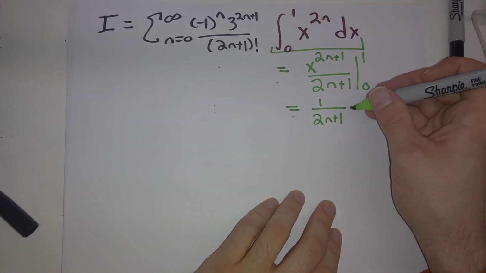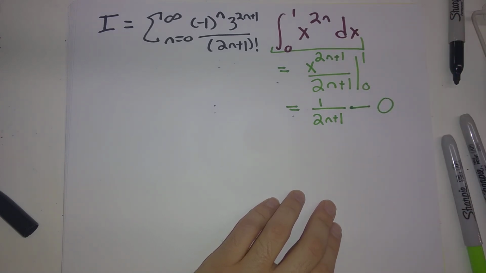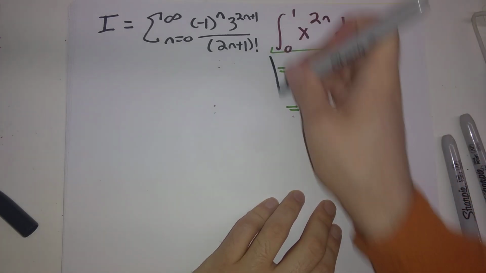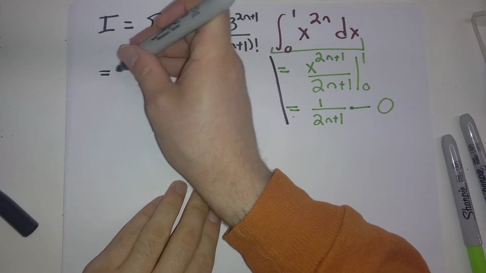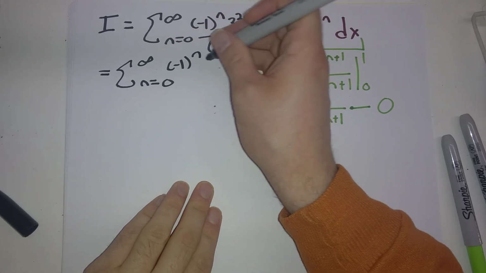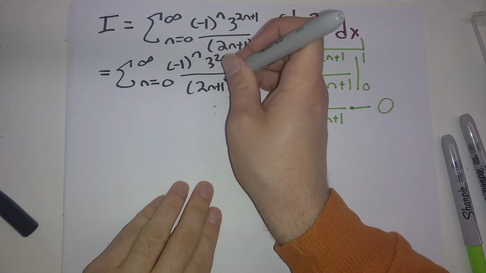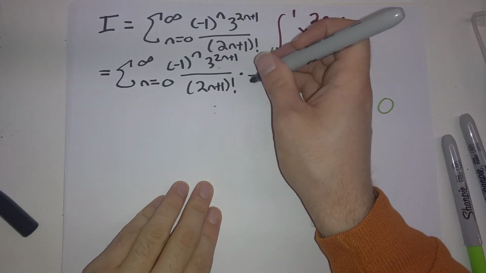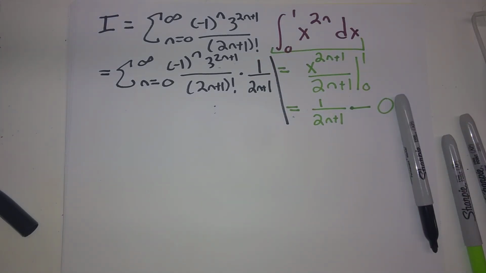And subtract 0 to 2n plus 1 divided by 2n plus 1, so that's just 0. So putting everything together here, our integral I evaluates to the sum from n equals 0 to infinity of minus 1 to the n times 3 to the 2n plus 1 divided by 2n plus 1 factorial times 1 over 2n plus 1. And this is our final answer to part A. We have a convergent series whose value is I.